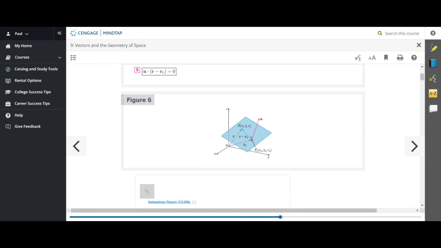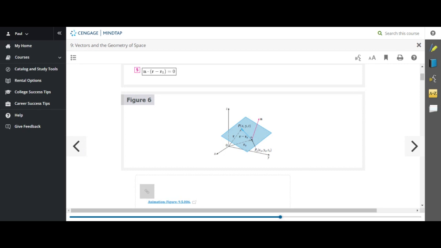So you see here in the picture, on the plane, you have 2 points. You have a p sub 0 point, and then another point, p. And then you have the normal vector to the plane. And from the origin, you have 2 position vectors, r and r sub 0, that are drawn out to those 2 points on the plane. And if you take the vector r minus r sub 0, that's that blue vector which lies in the plane.